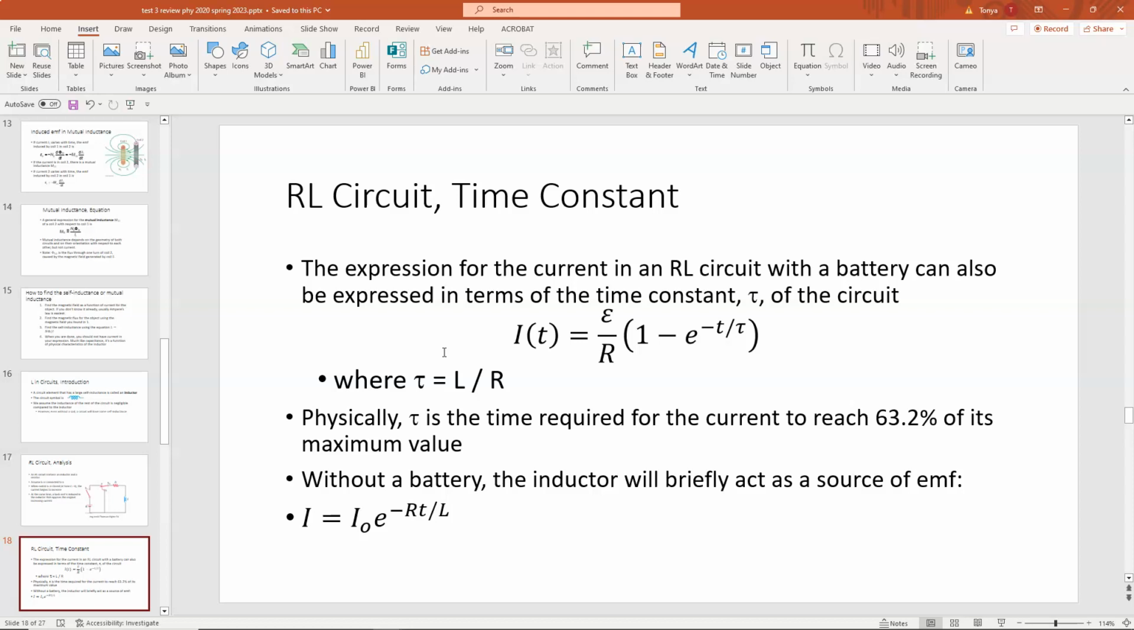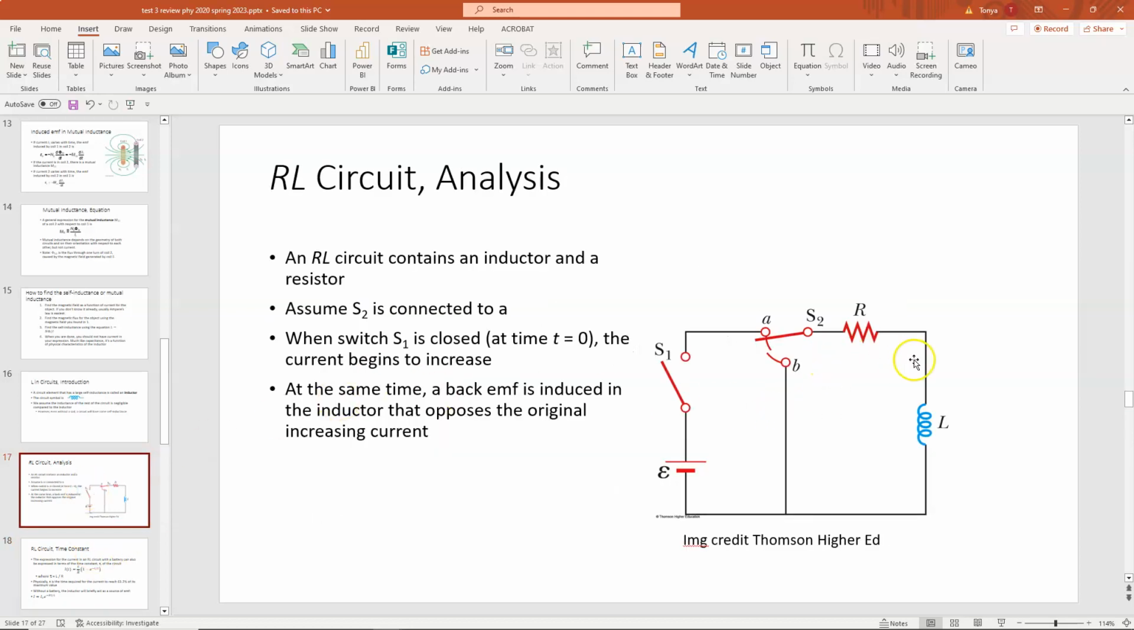Now, on the other hand, if the current's been flowing through the inductor for a long time, but then you switch S2 to position B, you have an RL circuit with no battery in it. The inductor is going to want to maintain the status quo, so it's going to want to maintain that current that's running through it.